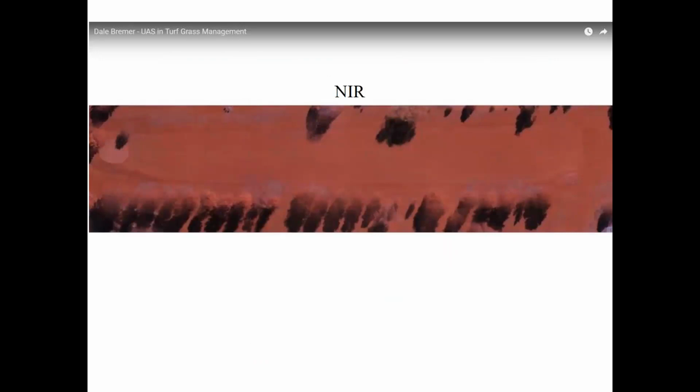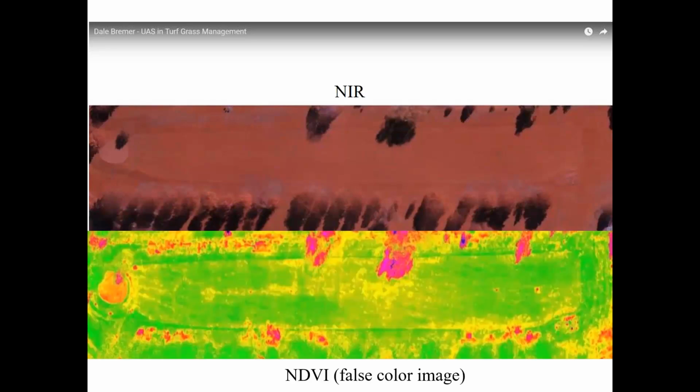This near-infrared photograph taken by Dale Bremer at Kansas State University is of a golf course fairway. The tee is on your right and the putting green is on the far left. Looking down the center of the fairway, I doubt you will see much of a pattern or change. However, when we process this near-infrared image to yield a false color NDVI image, now we begin to see issues that were not seen in the near-infrared or visible image.